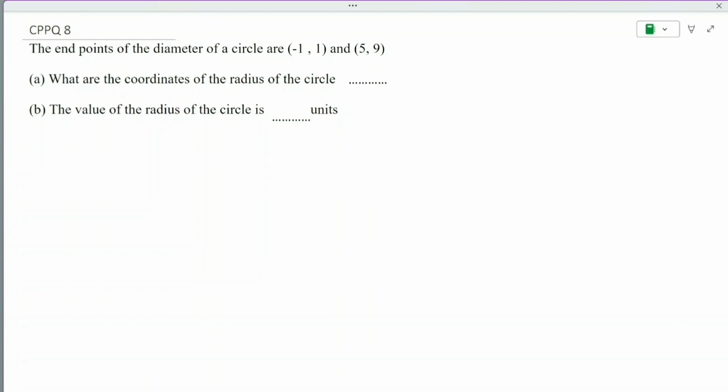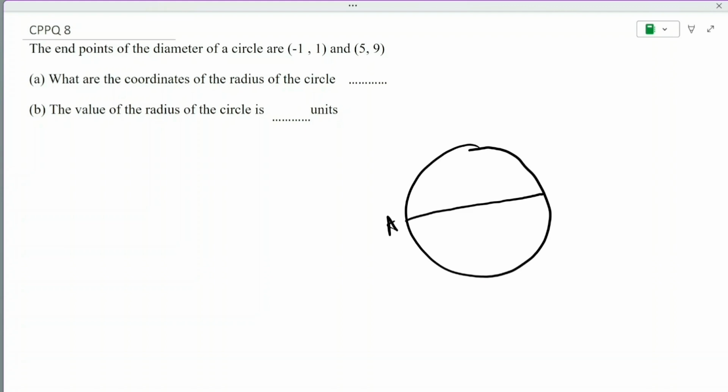Let's say you have your circle. This is the diameter. And when it's on the graph, these are the endpoints. Let's say this is endpoint A and endpoint B. For A, you can have it as (-1, 1) on the graph. That's when x is -1, y is 1. And for B, you can have it as (5, 9). That's when x is 5, y is 9.